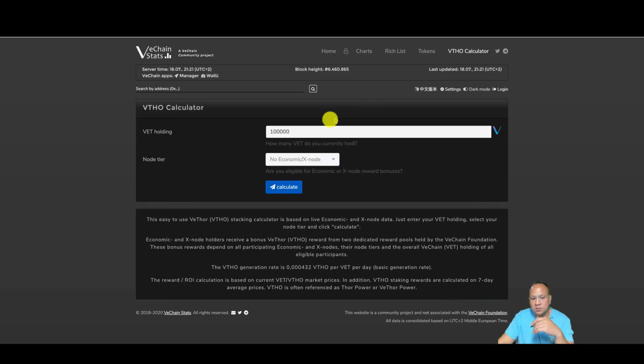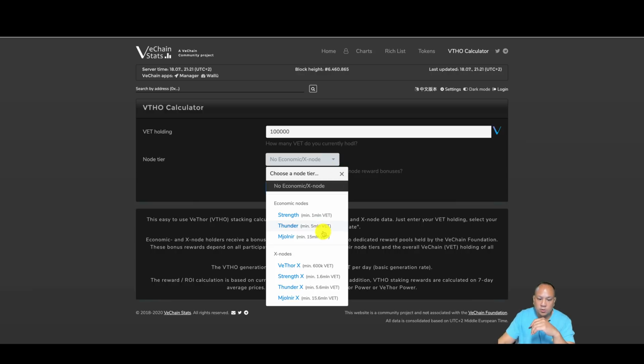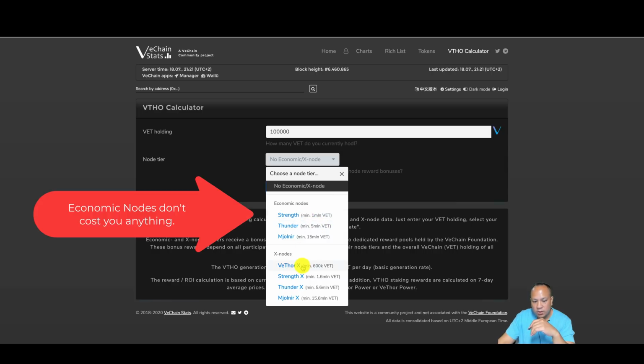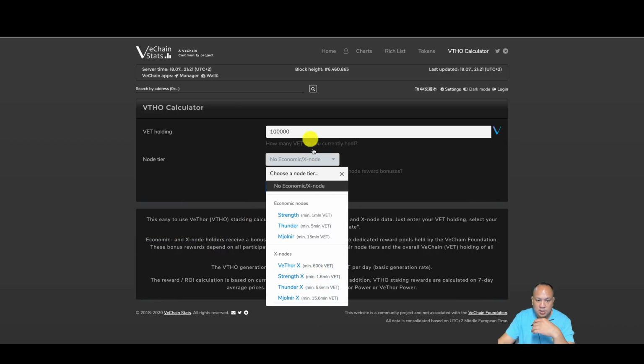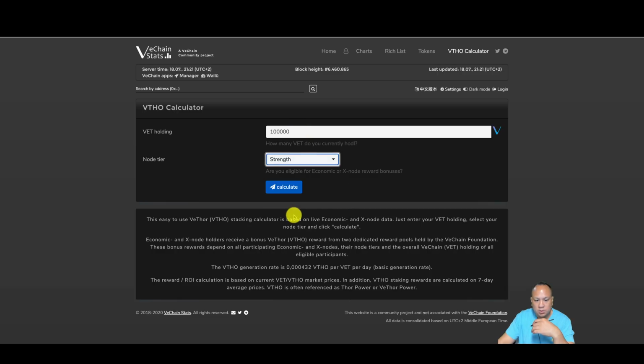So let's get back into the calculation. Like I mentioned in one of my other videos, this tells you that you need a minimum of 1 million for a strength node, and you need 5 million for a thunder or VTHO X. Now when it gets to X, you need 600,000, 1.6 million, 5.6 million or 15.6 million. So let's say you're holding 1 million. Let's calculate this.